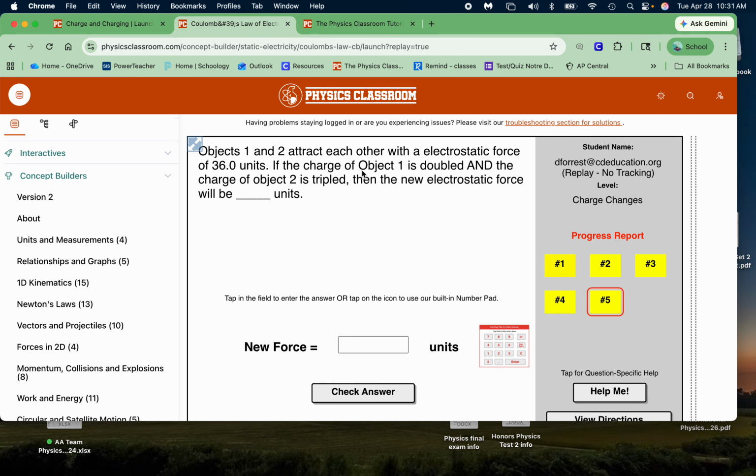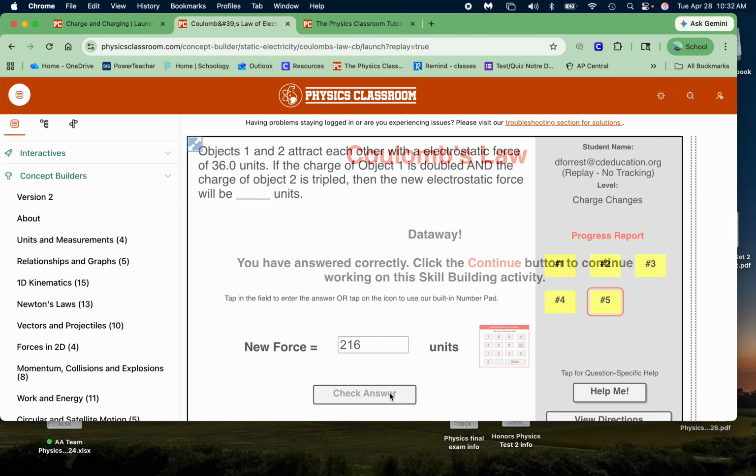Charges 1 and 2 attract each other with electrostatic force of 36 units. If 1 is doubled and 2 is tripled, that's basically Q1 times Q2 over distance squared, where the distance doesn't change. So this one doubles, this one triples. 2 times 3 is 6 times as much. 6 times 36 is kind of tough to figure out in your head, so you might need a calculator for that. It should be 216. I don't think most of the numbers are that big.